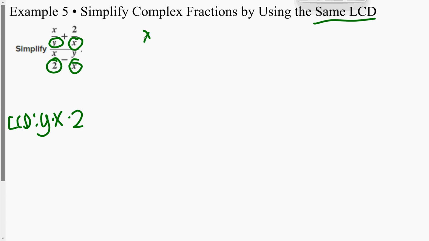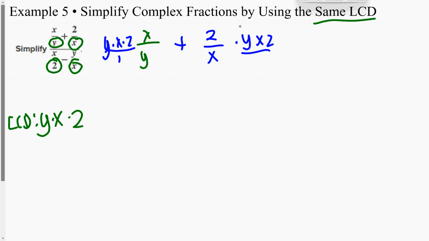So I'm going to take this x over y, and I'm going to multiply it by y x 2. I'm just going to multiply it by that. So this is in the numerator, okay? And then this one, 2 over x, I'm going to multiply that by this LCD, y x 2. So that's in the numerator, right?